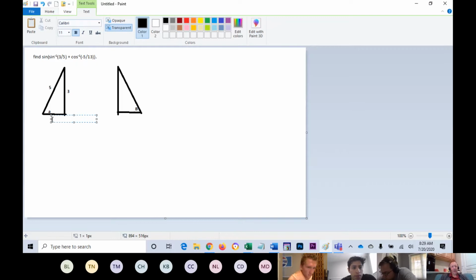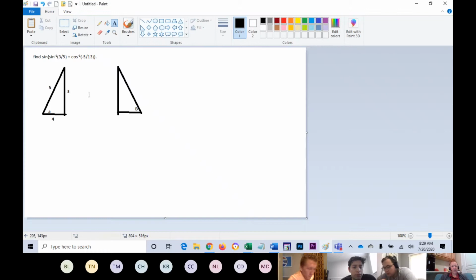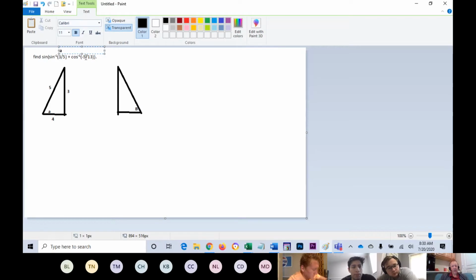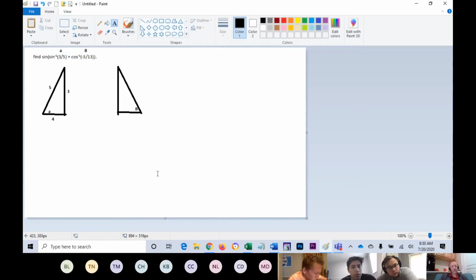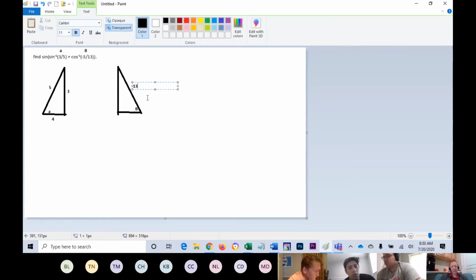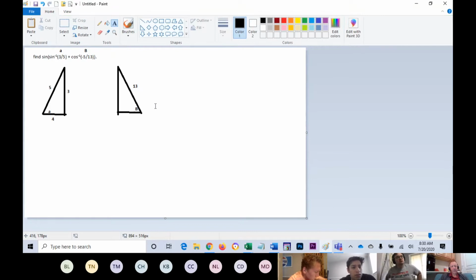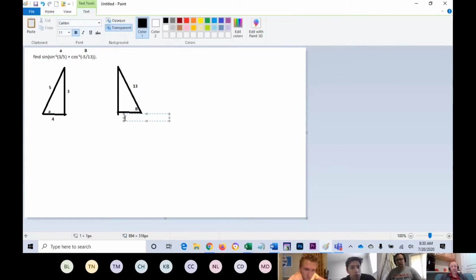So that makes this side's got to be what? 4. Okay. And then let's do the same thing over here with the cosine. So think of this as your alpha and this as your beta. And for that one, the hypotenuse is 13, and the adjacent is going to be negative 5. And so what about this one? Okay, give me a sec.